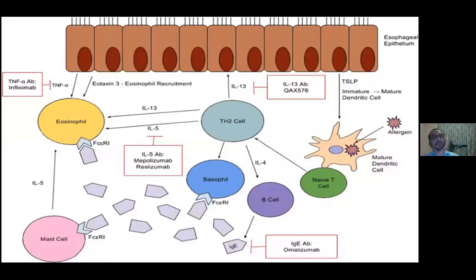This is an example of the pathogenesis and the parts where the medication or biologic acts. They have been trying to use anti-TNF, infliximab, which was also not recommended. With eosinophils, muscle, interleukin 5, interleukin 13, interleukin 4, and IgE antibody.